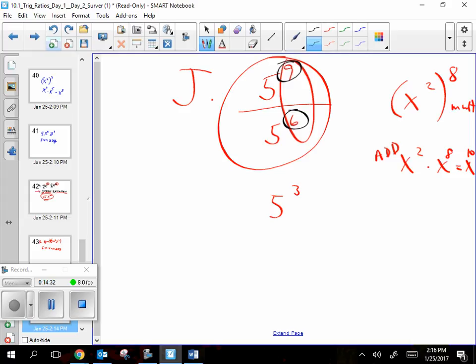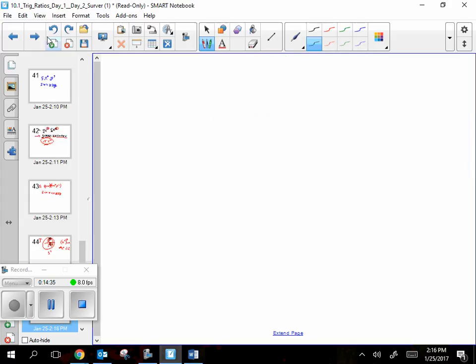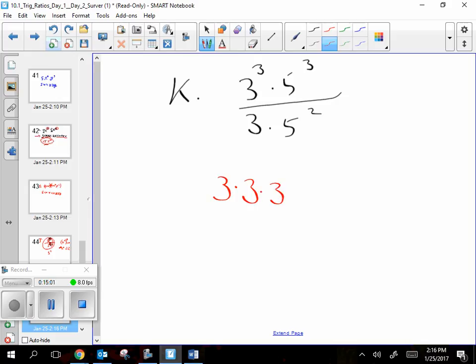All right, let me help you with another one. Look at K as in kryptonite, Superman's weakness. Okay, first thing I'm going to do is expanded form. Remember that? It's 3 to the third, 5 to the third, over 3 times 5 squared. That's just the original problem. I'm going to expand it now. So watch. And actually, don't just watch. Copy this down for letter K. 3 to the third expanded form looks like that, doesn't it? Isn't that what 3 to the third means? 5 to the third means this.